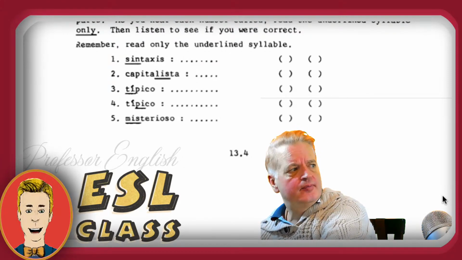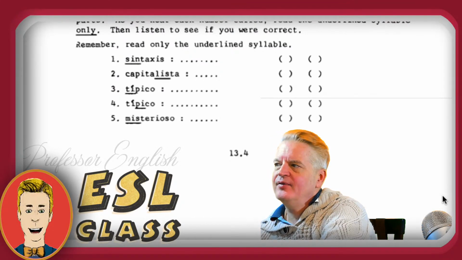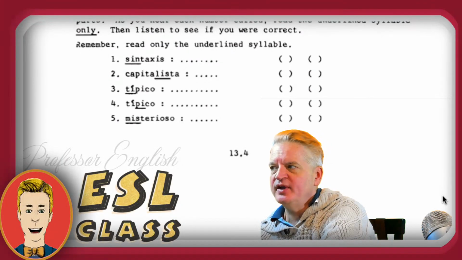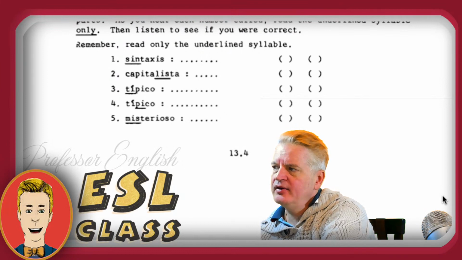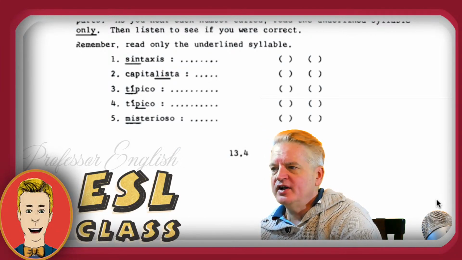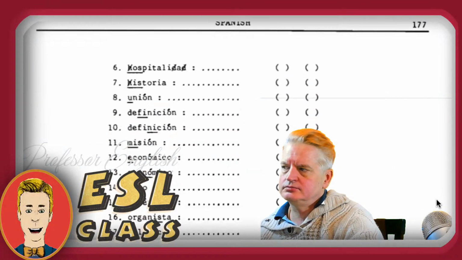3. D, T, so not teep, but T. 4. Same word, típico, but this time they're underlining the P, so it's P. 5. And finally, misterioso, and the underlined syllable is mis.